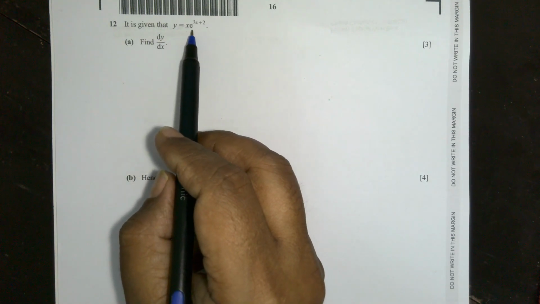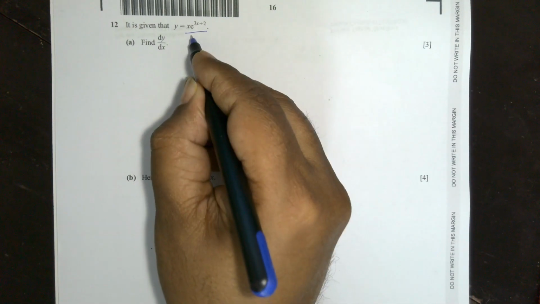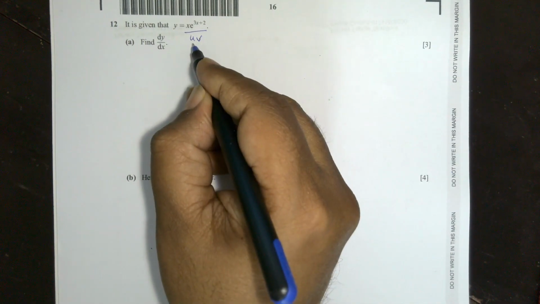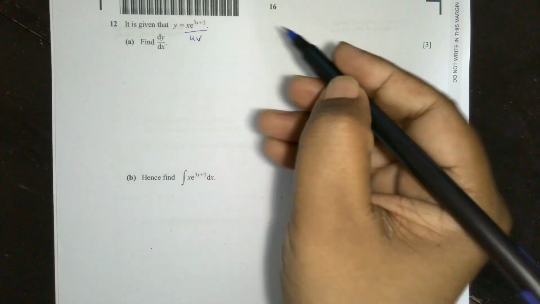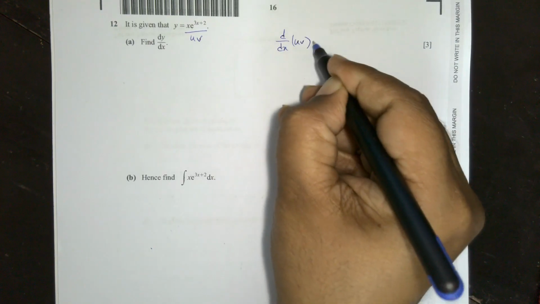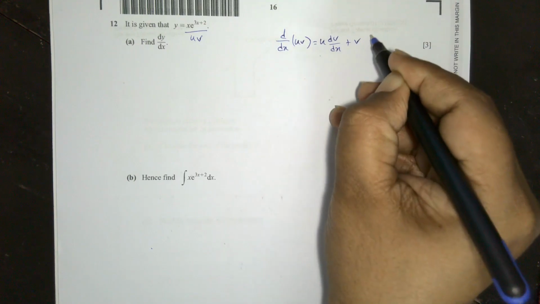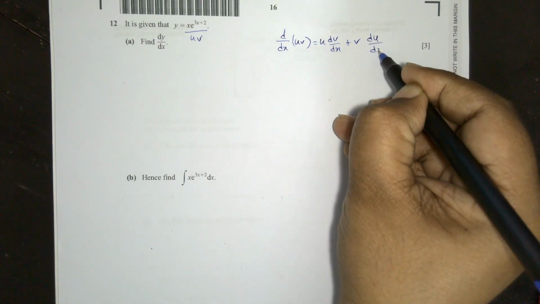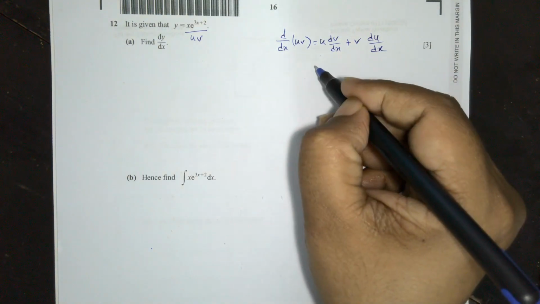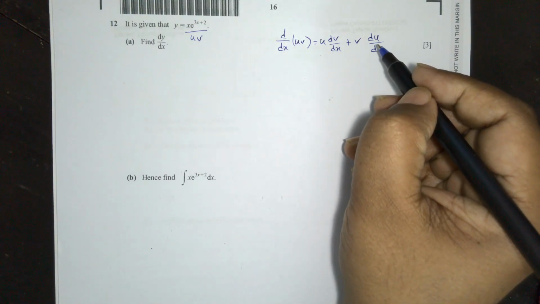What is given? It is given that y is equal to x times e to the power 3x plus 2. So this basically fits into the product rule uv, where u is a function of x and v is another function of x. What do we know about the rule of uv? d over dx of u times v is equal to u dv over dx plus v du over dx. You remember that part, right?